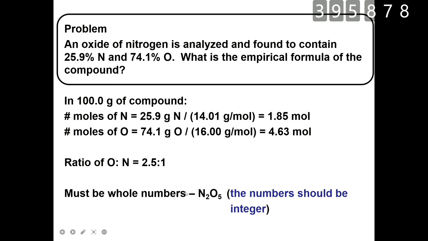So you can't write N1 O2.5. Question: you don't round off? You must use whole numbers. So the simplest formula should be like this. But of course, this is definitely not necessarily the chemical formula. This is the empirical formula, right?